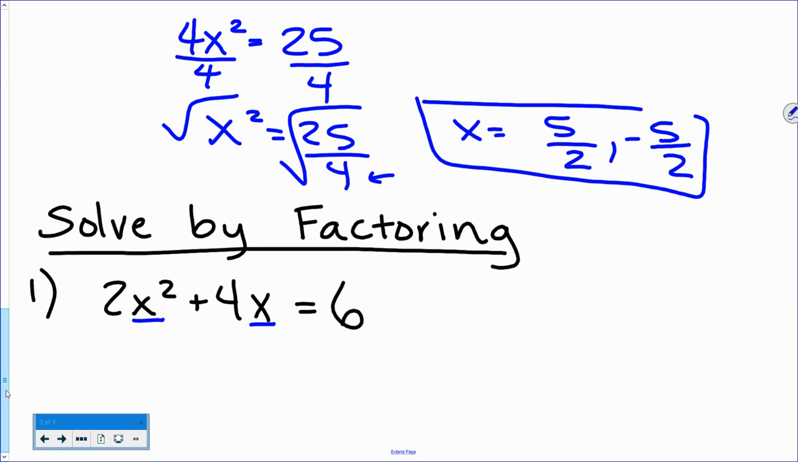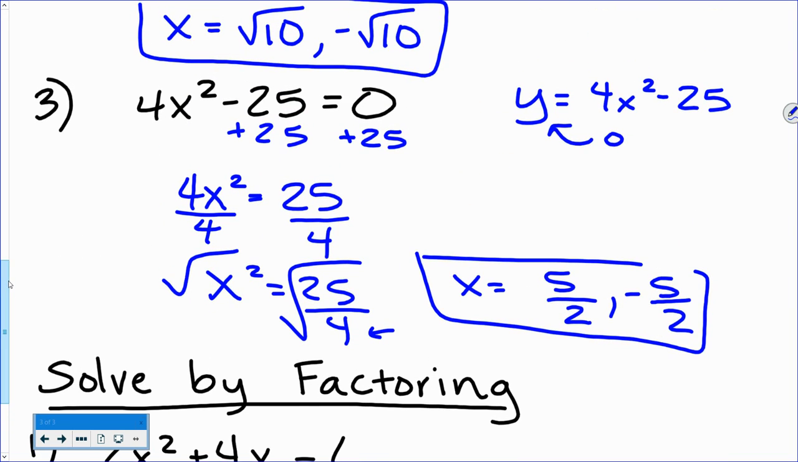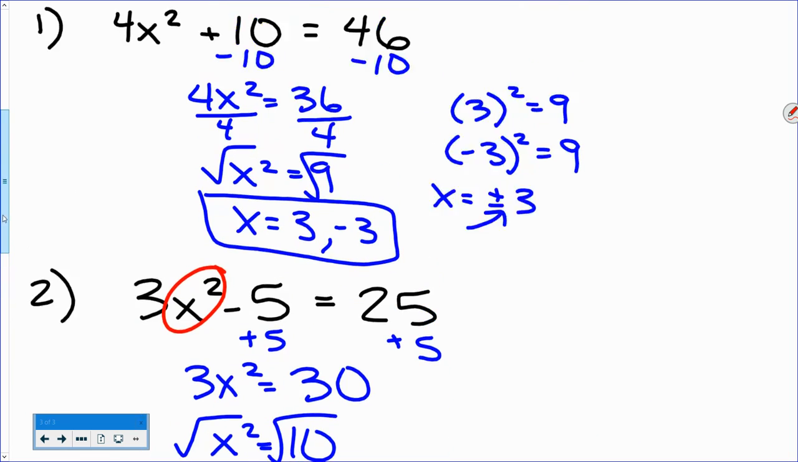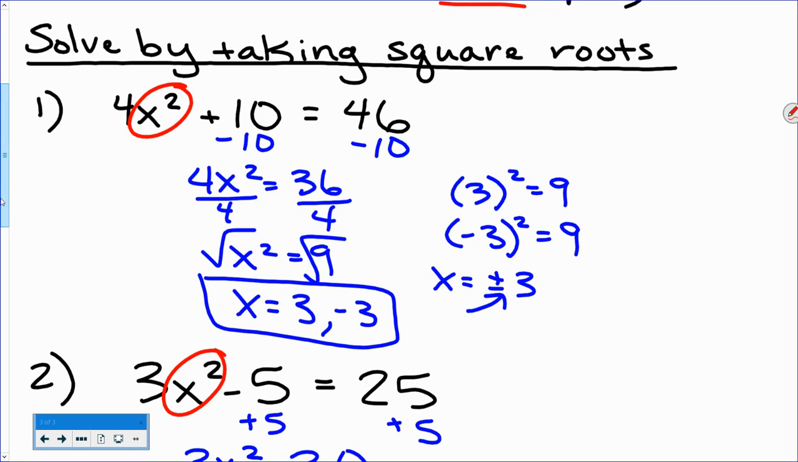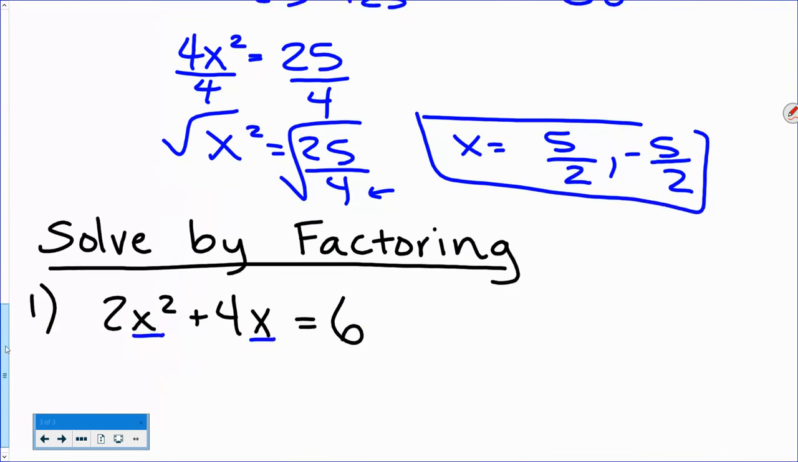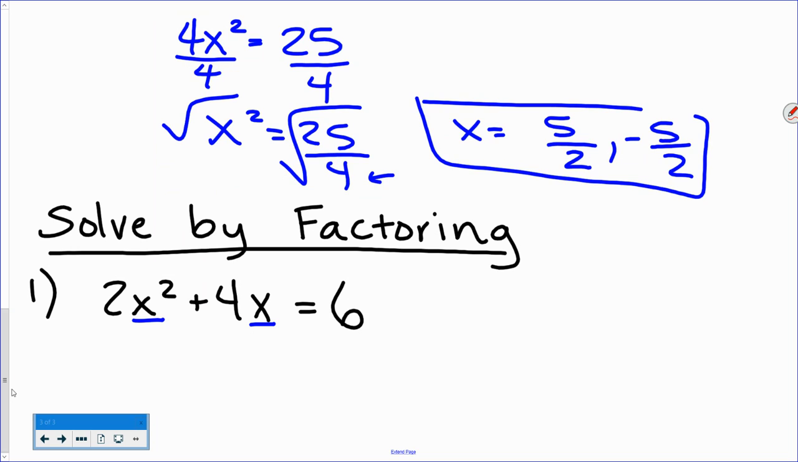In the last 3 problems, I only had x squared. In every single problem, that's all I had. So I can only use square roots if I only have an x squared. If I have another x or another variable there, I cannot use that method. That method's nice and quick, short and sweet. All right, but I can't do that here.